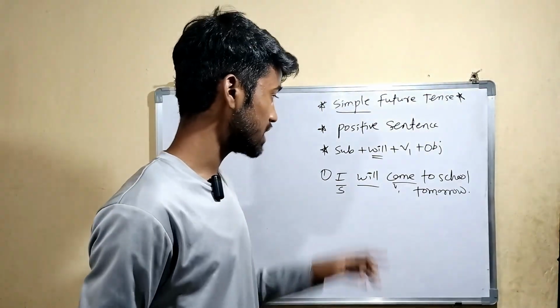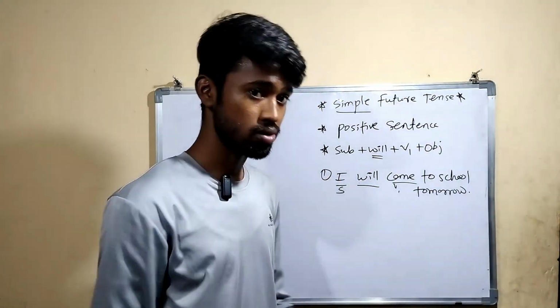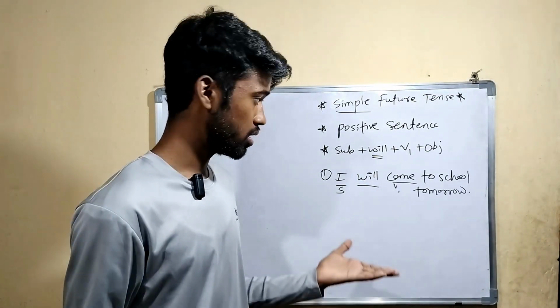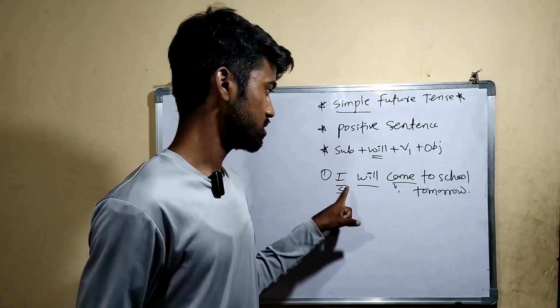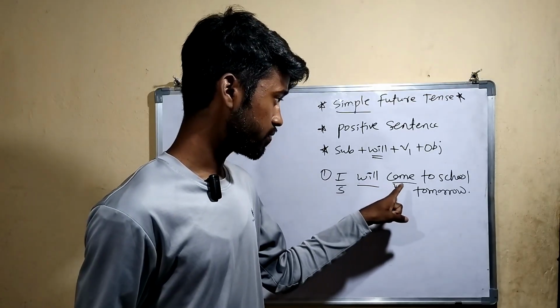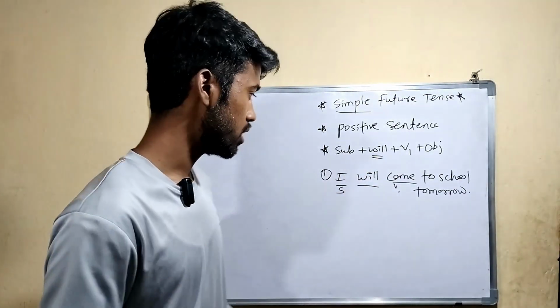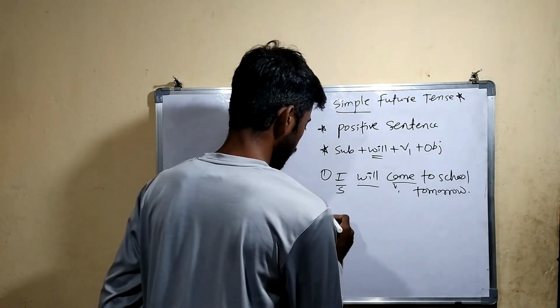Okay, so what is the first sentence? I will come to school tomorrow. This is a positive sentence, right? There is no negative word in that. And what is the structure? Subject plus will plus first form of verb plus object. Okay, the same structure I have written here. Now let's see another example.